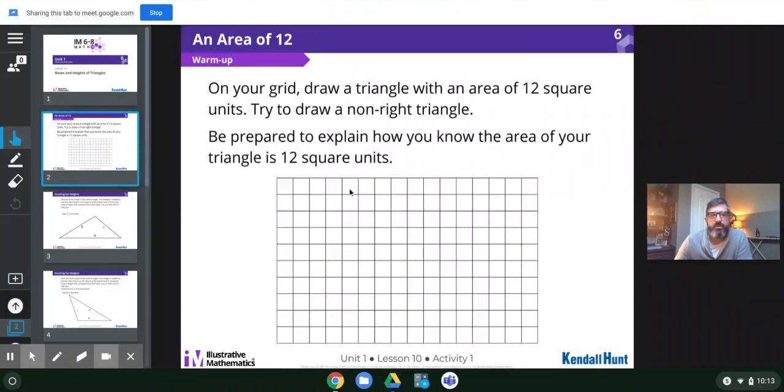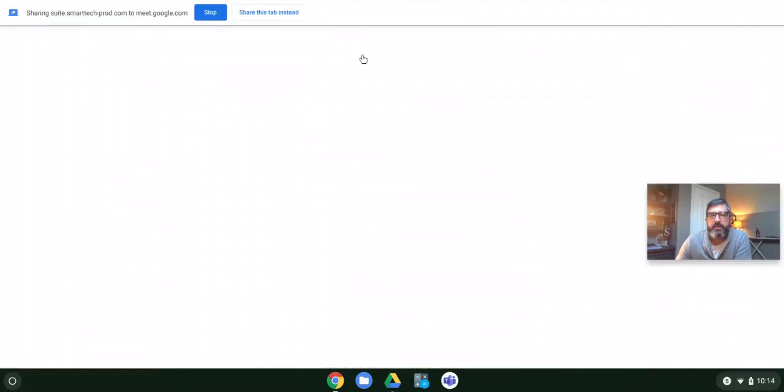So on this example here, we're going to draw on the grid a triangle with an area of 12 square units. So how do we do that? We're going to draw two. We're going to draw one right triangle, which means that one of the angles is a 90-degree angle in the triangle. And then we're going to draw another triangle that's not a right triangle. So let's look at this.